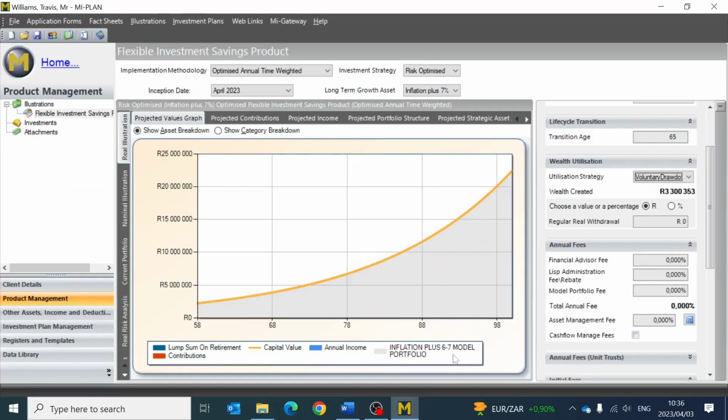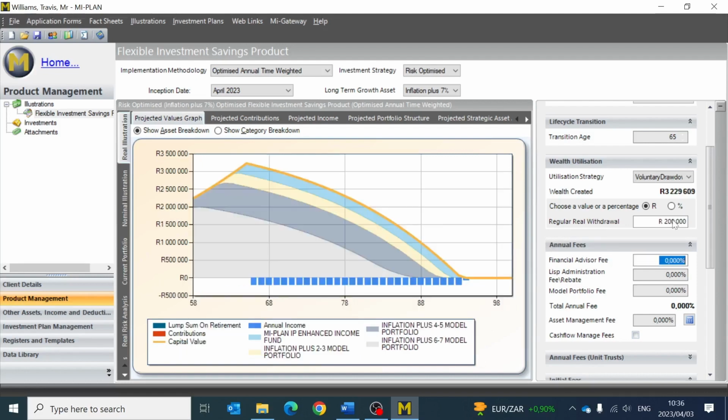So to illustrate that, let's say we go to regular real withdrawal. We put in 200,000, and based on an income withdrawal of 200,000, the capital is going to last more or less up until 95. So we think that's fantastic.